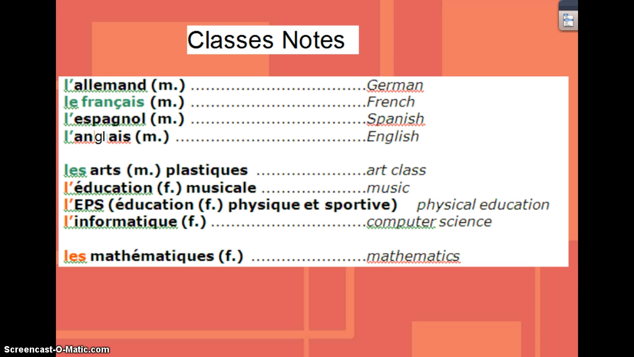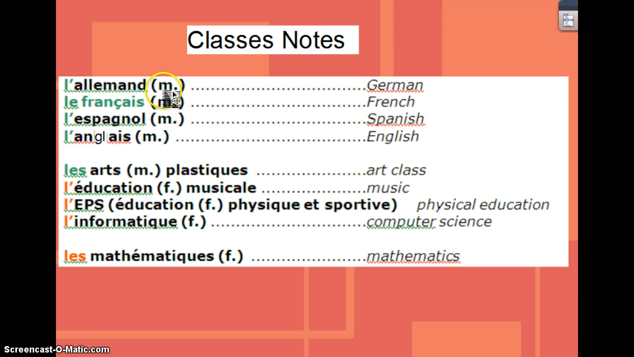The next section is a small section on some of the electives that you might want to take, such as art class, which is les arts plastiques. Music class, which is l'éducation musicale. PE class, which the full version of PE is l'éducation physique et sportive, but you'll most often hear it abbreviated l'EPS. And computer class, or computer sciences, which is l'informatique.